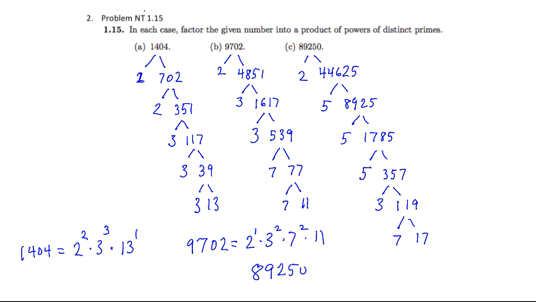89,250 is, let's take these in order. Let's take the 2, then the 3, then the three 5s, then 7 and 17. So it's 2 to the 1 times 3 to the 1. You don't have to write the 1 power. Times 5 cubed times 7 times 17. Okay, and that's the answer to problem number 2. I think I have time to do problem number 3 in this video, so I'm going to go ahead and do it. Those are just a couple of examples of prime factorizations.